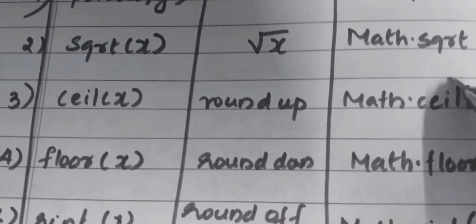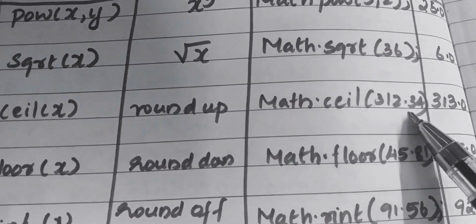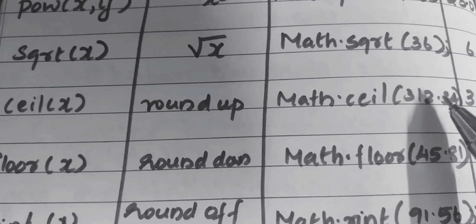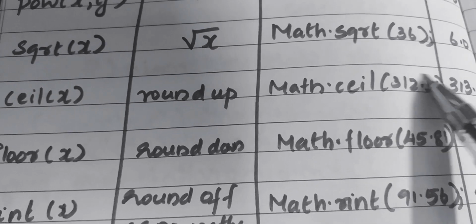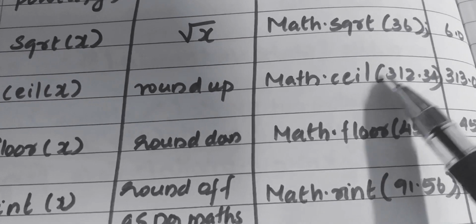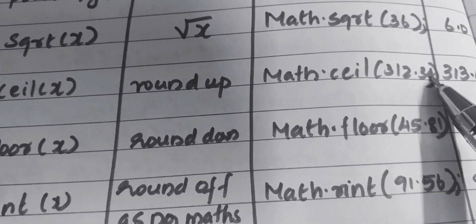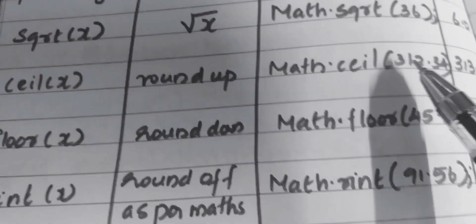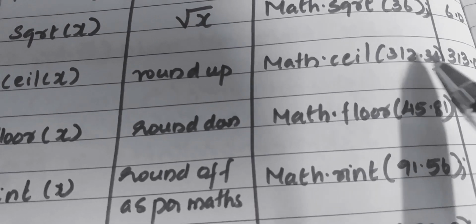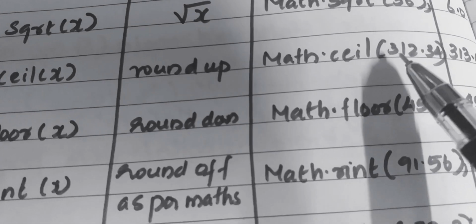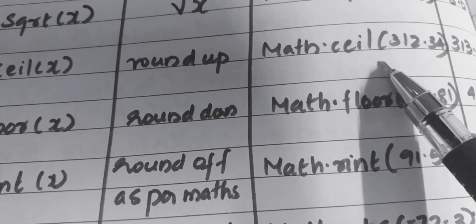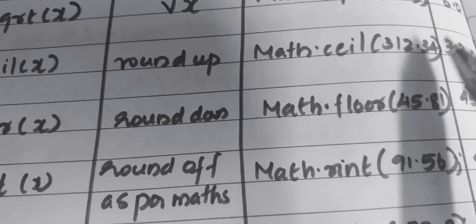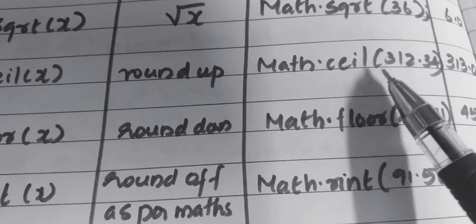That is math.ceil of 312.34. So here you can see that it's a floating value, isn't it? A decimal number, 312.34. So when we round up this value, normally in maths what happens? The result comes like this, 312.3, like that the round up value comes, isn't it? Clear?